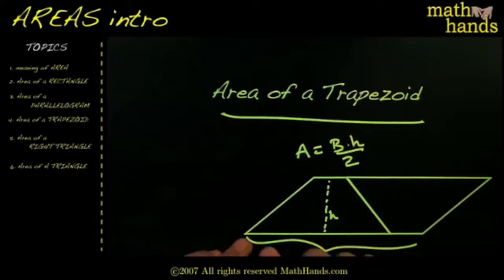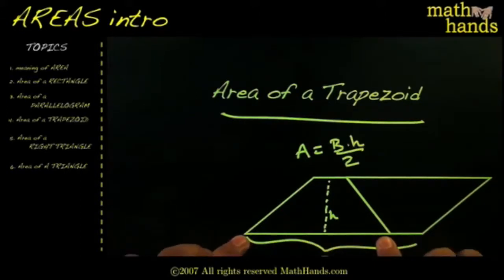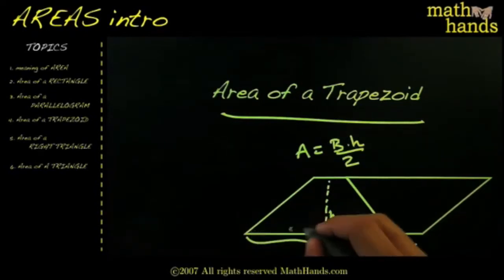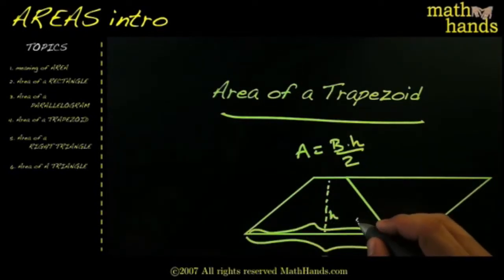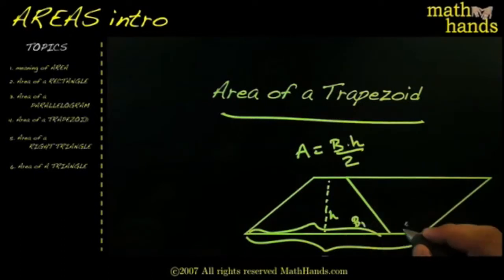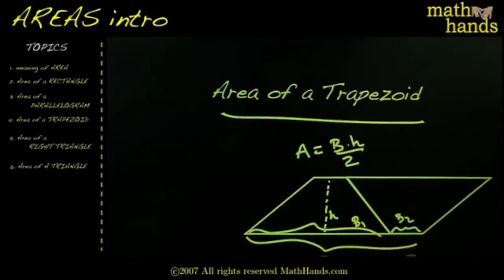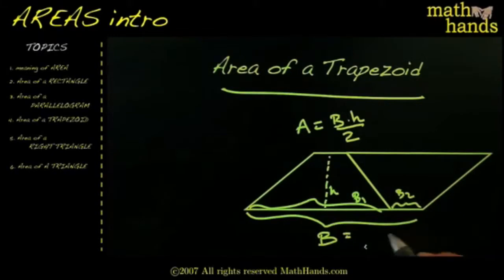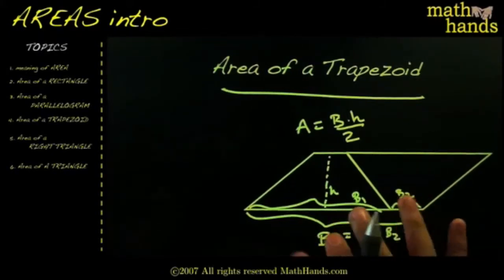The big B is the total of the bases. The big base of the original problem plus the little base. So if I call this B1 for one of the bases, and I'll call this one B2 for the other base, then the big B, the big base here, would be equal to... You guys should say something. Can't see. All right. So then the big base would be B1 plus B2, of course.